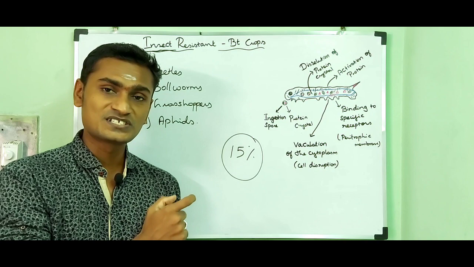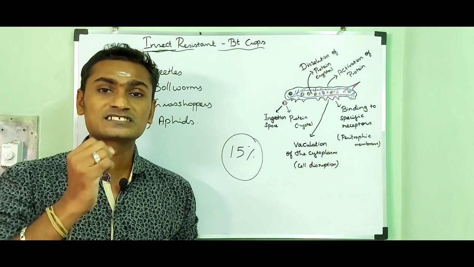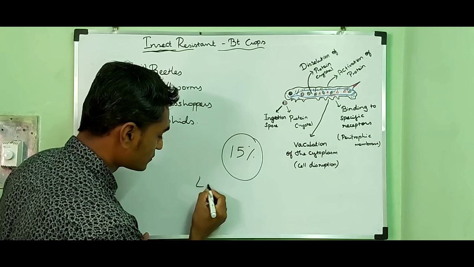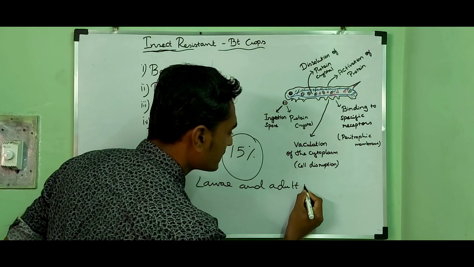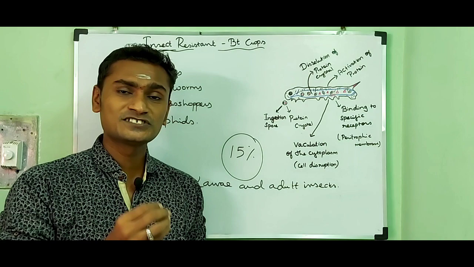The damage to crops is mainly caused by insect larvae and adult insects. The insects which cause damage to the crop plants mainly belong to the following orders.